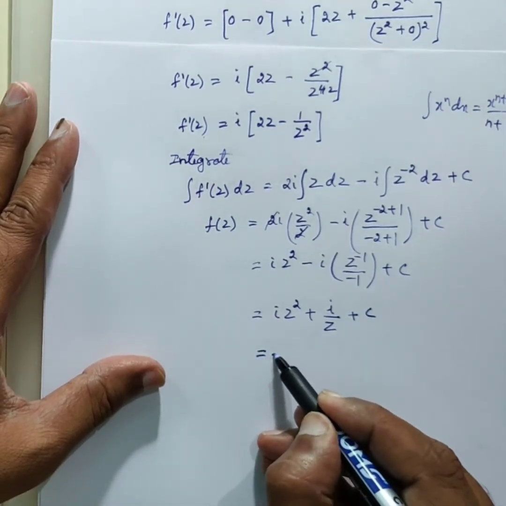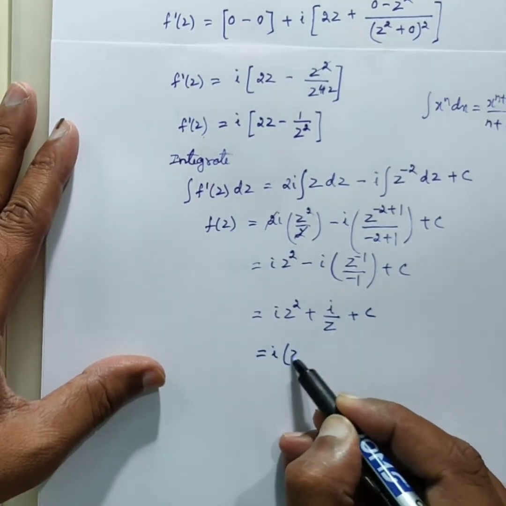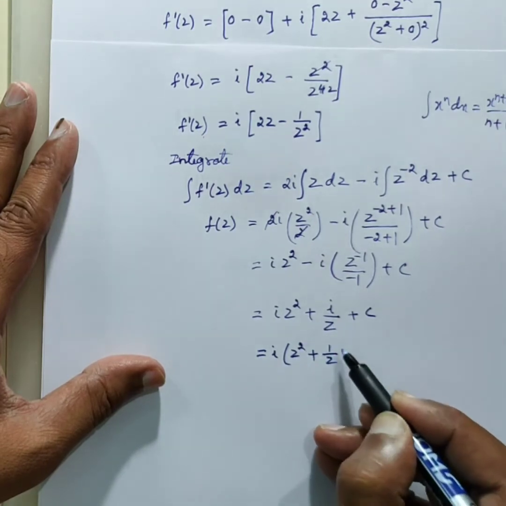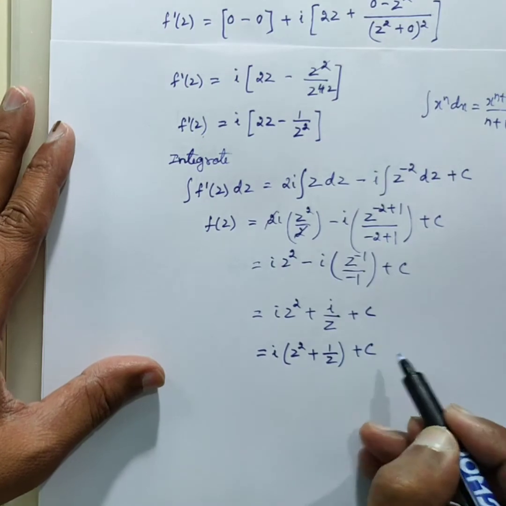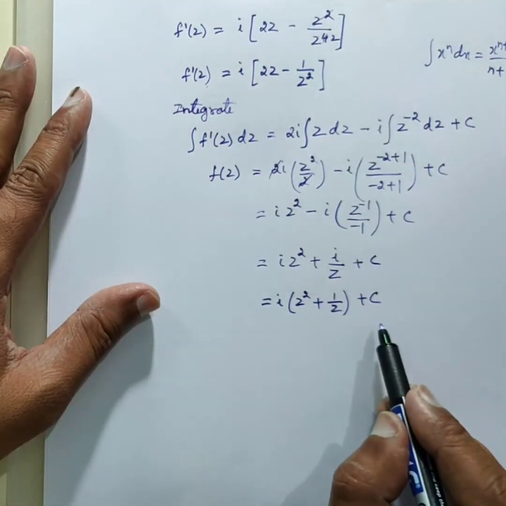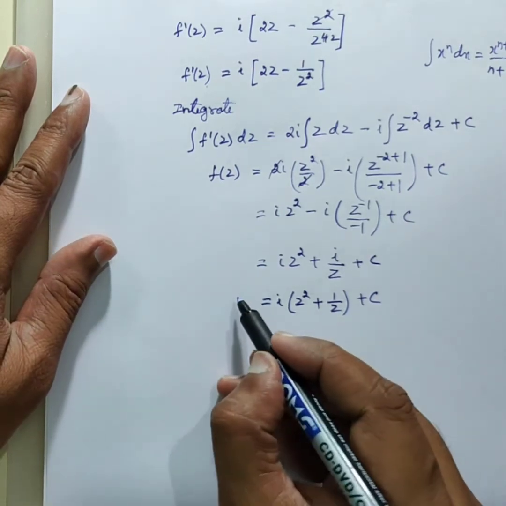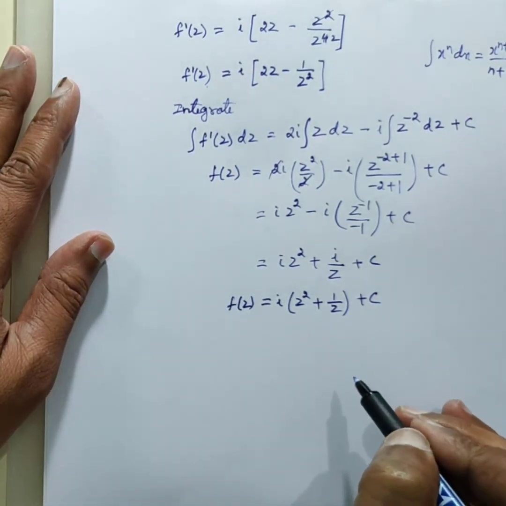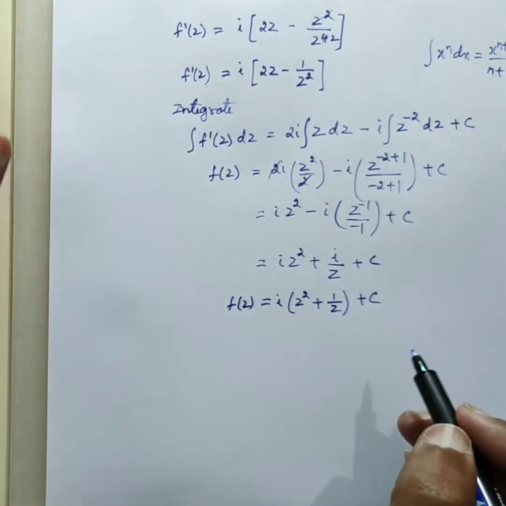So if I take i common outside, you will be left with z square plus 1 by z plus the constant of integration c. So we have obtained the value of f of z. So this is the first part of the solution. The second part is we need to find out the value of phi.